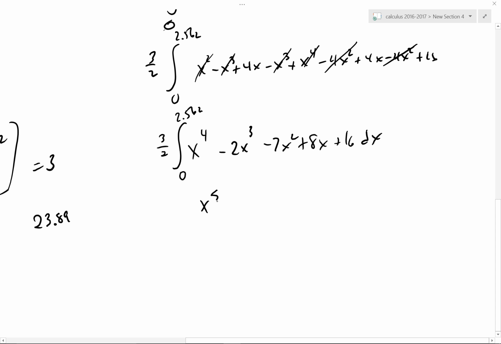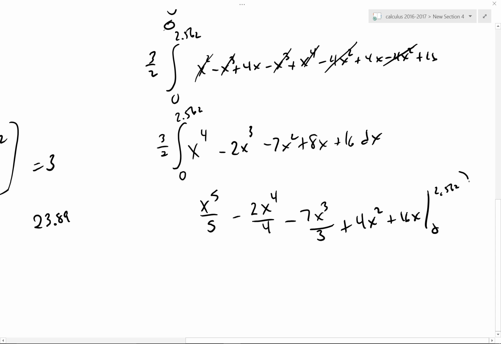So x to the 5 over 5 minus 2 x to the 4 over 4 minus 7 x cubed over 3 plus 4x squared, 16x from 0 to 2, 5.62 times the whole shooting match by 1.5.